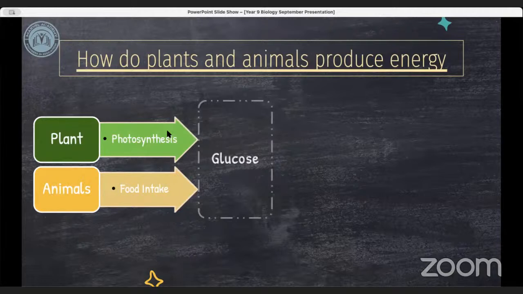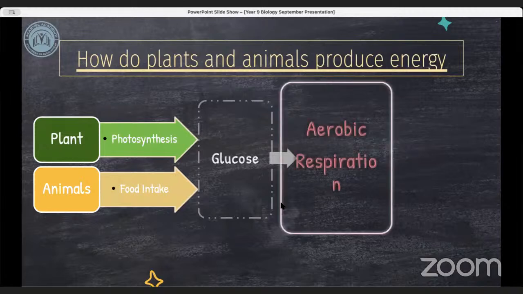Okay. So here you can see plants by photosynthesis, animals by food intake. Why, children? Why is that? Because animals don't have chloroplast, where they cannot synthesize their own food. Okay, so it is not possible for them, right? So that's why whatever the plants produce, they are using it.